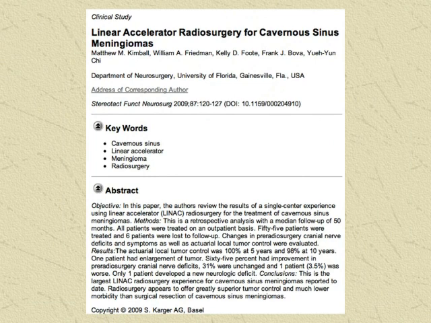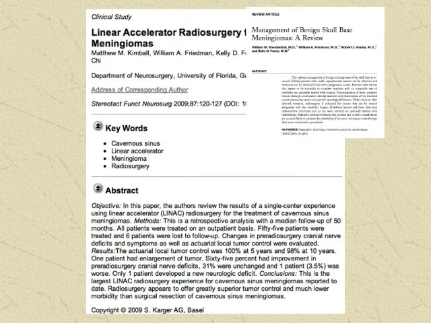All right, so here is the Kimball paper published in 2009 after about 2 years of revisions. But you'll see that the actuarial local tumor rate in this group of patients was 100% at 5 years and 98% at 10 years. And 65% had improvement in their cranial neuropathy. Only one patient was worse, and I think that was a facial numbness complaint. So that's a superior result compared to what can be done with surgery.